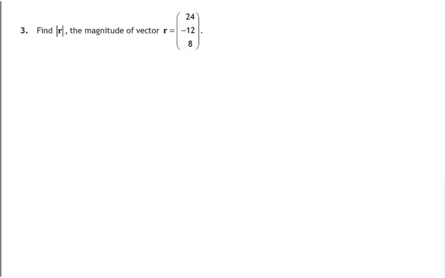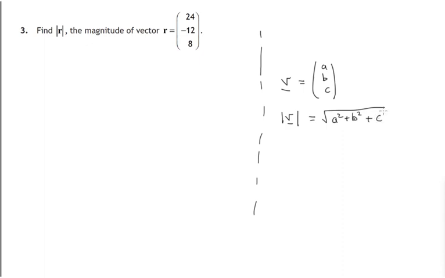Mr. Corsi here. Here's a vector question. We're asked to find the magnitude of the vector with these components. The result we'll be looking at and using is the following. If you have a vector with components a, b and c, then the magnitude or length of that vector is the square root of a squared plus b squared plus c squared.